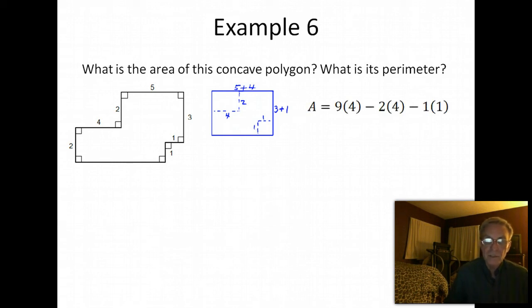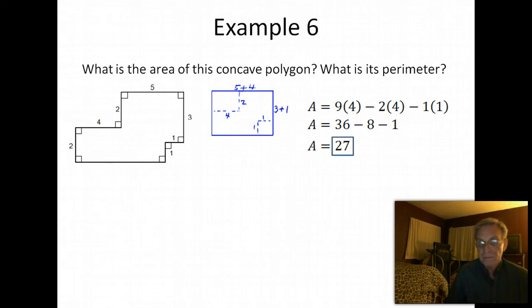So the area of this one is going to equal 9 times 4, which is the overall length times the overall width, and we're going to subtract from that the rectangular area 2 times 4, which is the area in the upper left corner, minus 1 times 1, which is the cutout area in the lower right. So the area here is going to equal 36 minus 8 minus 1. So the area is equal to 27.